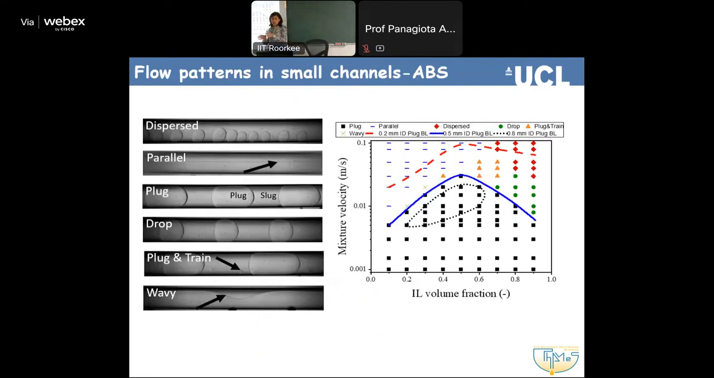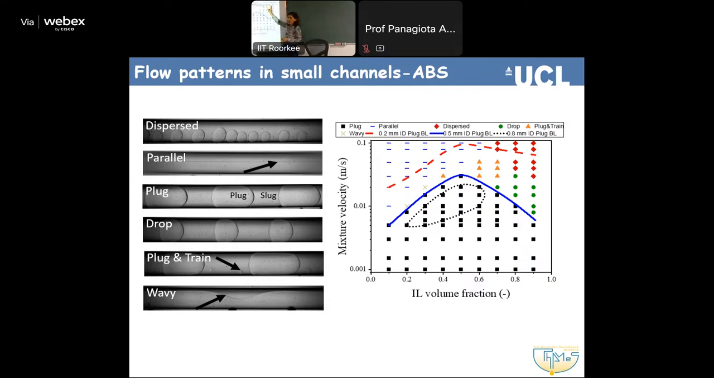Okay, we didn't want to spend a lot on flow patterns, but just to show you the flow patterns we get with the aqueous biphasic systems. Although the phases are so similar, it is possible to have two phases with quite a nice clear interface. And again, we have a flow pattern map. What we see is the mixture velocity and the volume fraction of the ionic liquid rich phase. And again, you can start playing.